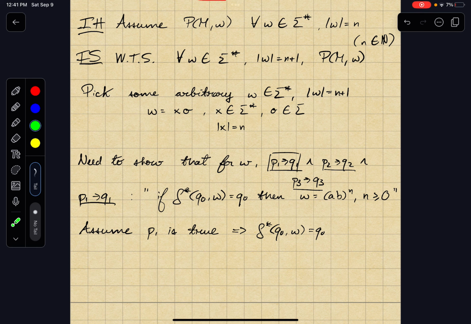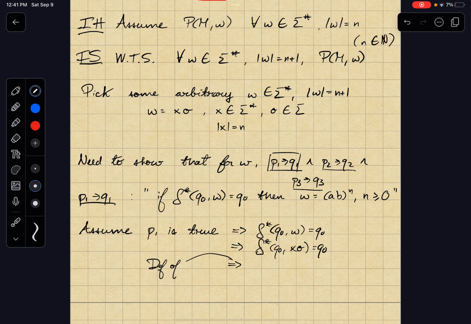Okay, so the first thing I'm going to do is rewrite W as what I said it looked like here. So I'm going to rewrite W as x sigma. And now I'm going to apply the definition of the extended transition function, and in particular, I'm going to apply the recursive case. The reason for this trick is because it works very well with the recursive case of the extended transition function. So that's why I didn't pick sigma x. I picked x sigma because that looks like the recursive case for delta star.